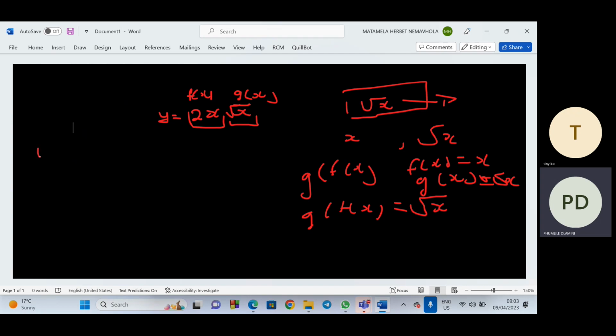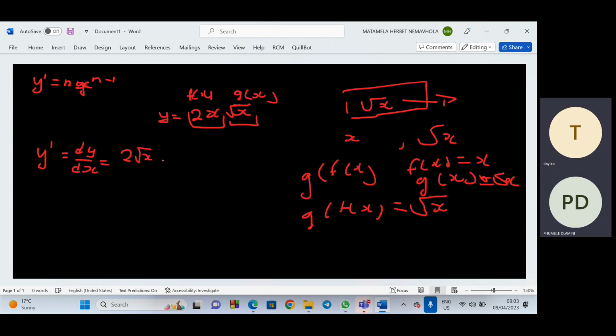So now if I want to find my y prime, or dy over dx, the first thing I will differentiate is 2x. If I differentiate 2x, according to the rule y prime equals n x to the power n minus 1, this is going to be 2. Anything to the power 0 is 1, so we're just going to leave it like that. Then I will write square root of x, according to the formula of the product rule, and add plus.